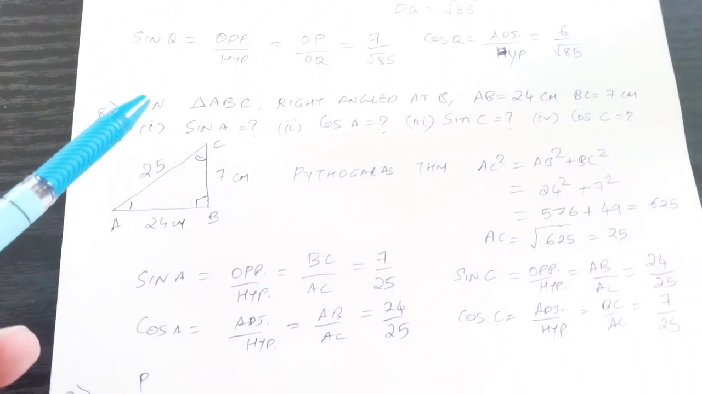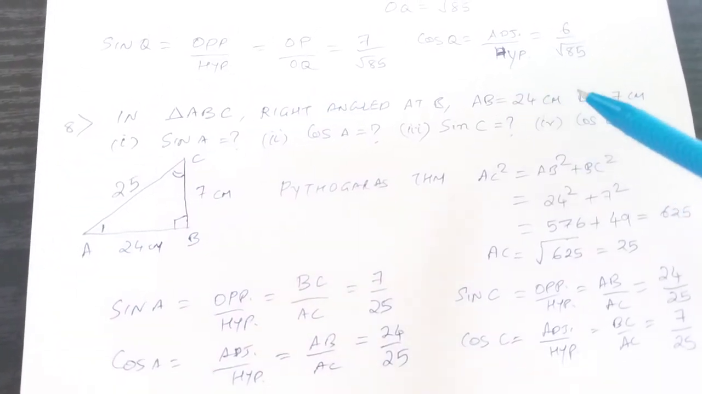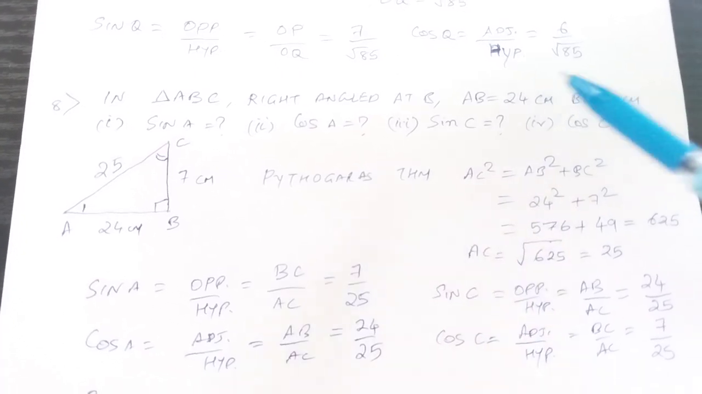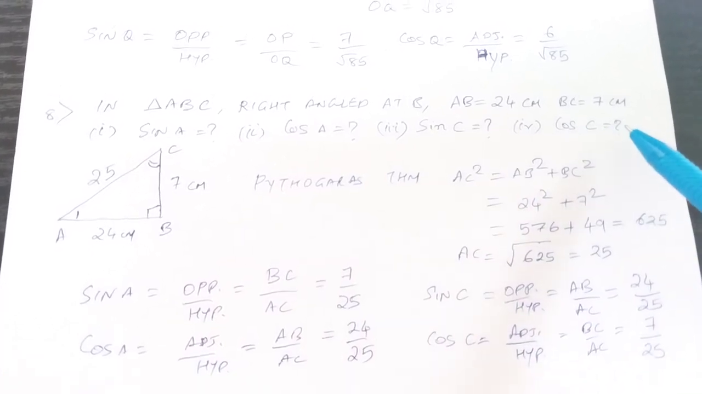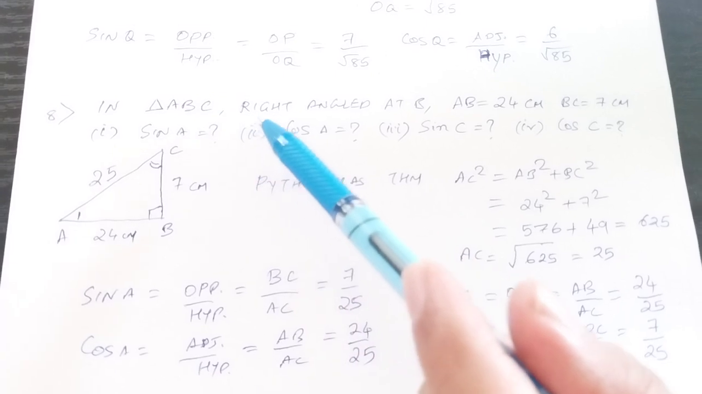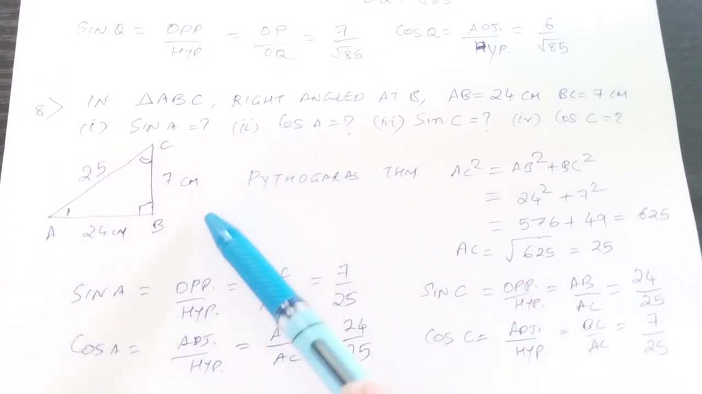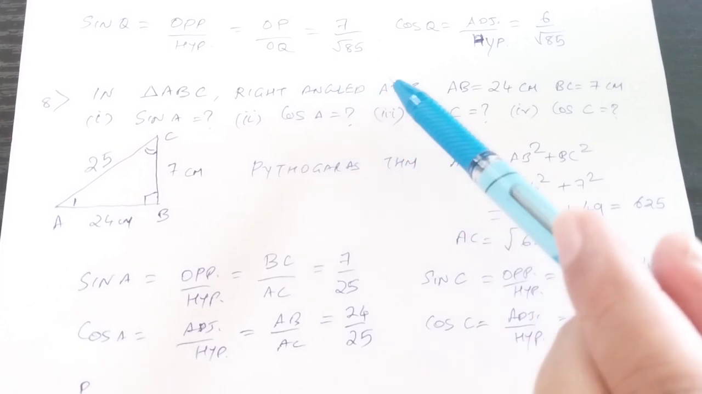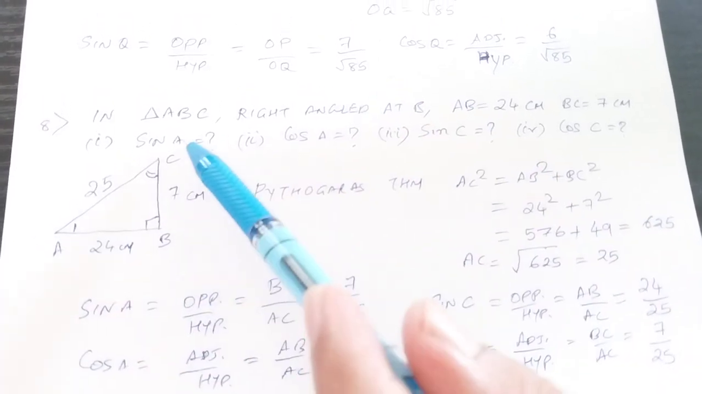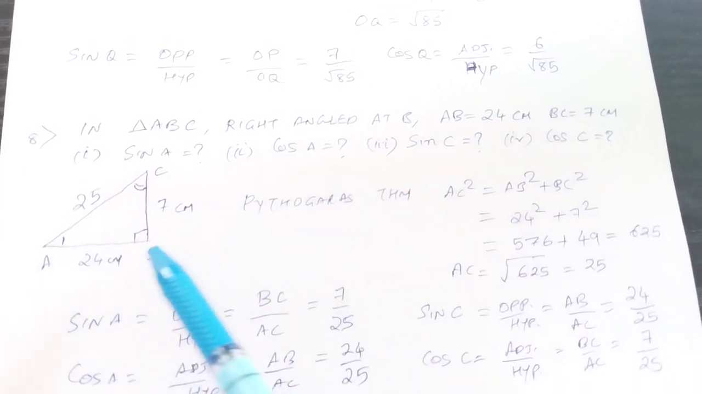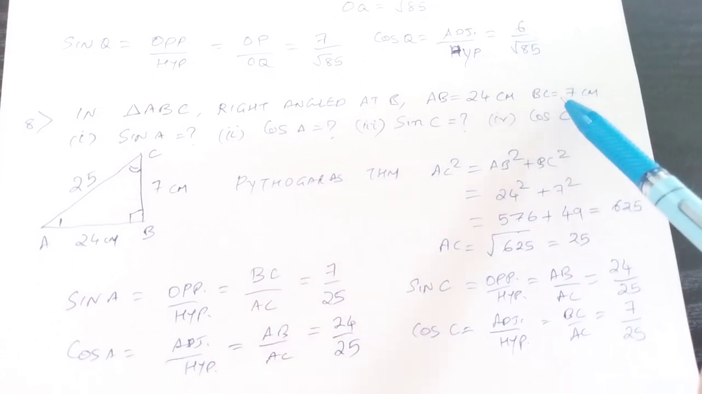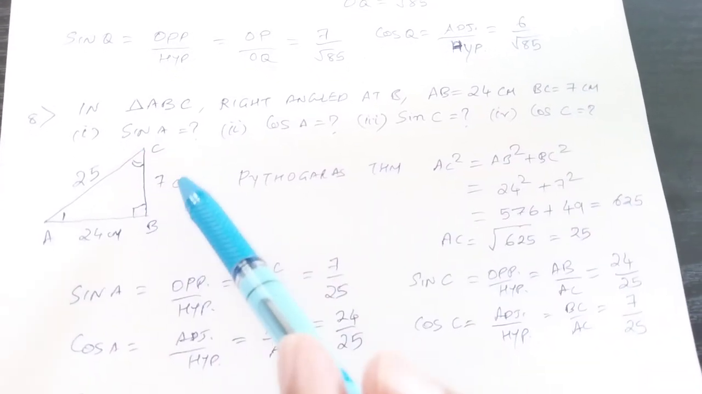So we come to the next problem. In triangle ABC, right angled at B, AB is 24 and BC is 7. They are asking what is sine of A, cos of A, sine of C, and cos of C. Since this is a triangle based problem, you need to draw the triangle. ABC is right angled at B, so B is 90 degree, as you can see. Given that AB is 24, we have written AB 24 centimeter, and BC is 7 centimeter.